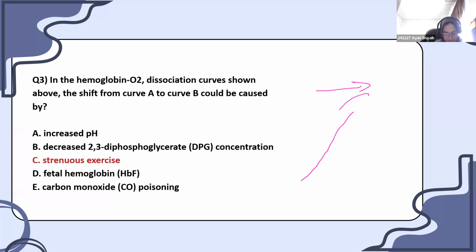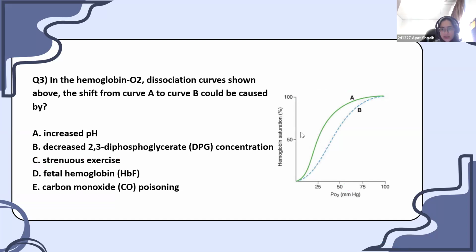This is because it moves to the right. Let me just go back to the graph. In this graph, you can see that the line is moving to the right. It has more pressure and it reaches the same saturation at more pressure. Because of this, the affinity is basically low. Where would we want low affinity? We want it in strenuous exercise because if you have low affinity in strenuous exercise, you can release O2 and you can use this O2 in your muscles.